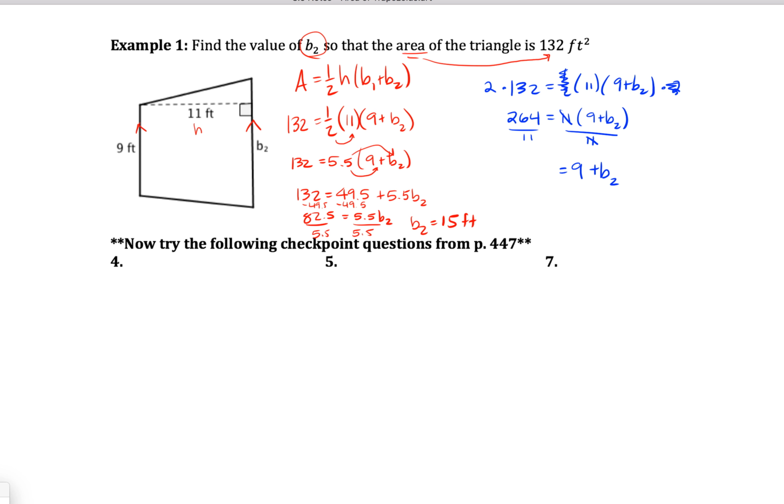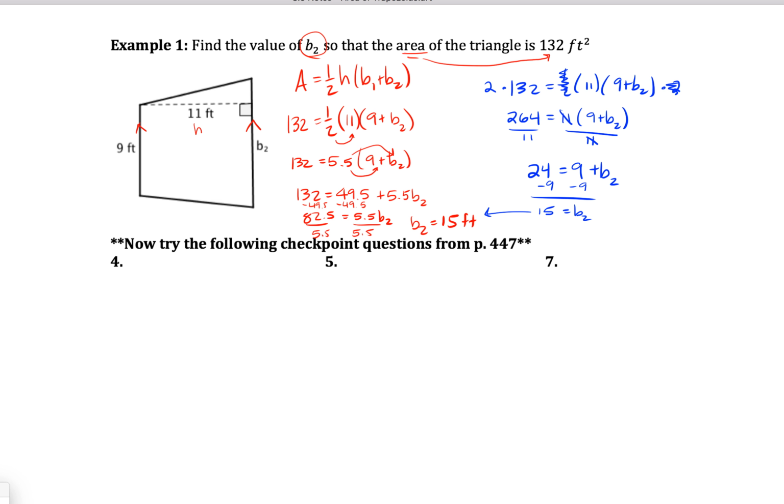264 divided by 11 is going to give me 24. So I have 24 equals 9 plus b2. Now I recognize all I need to do is subtract 9 from both sides, and I get my answer of 15. Same answer I got right there. But I think you can kind of see it's a little bit shorter. It involves far fewer steps.